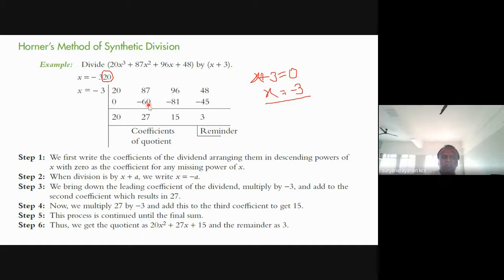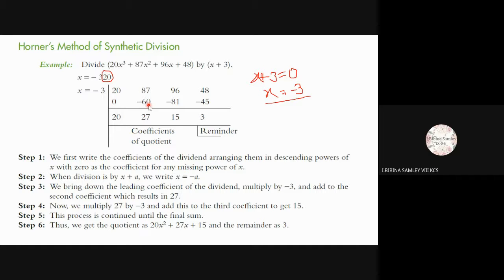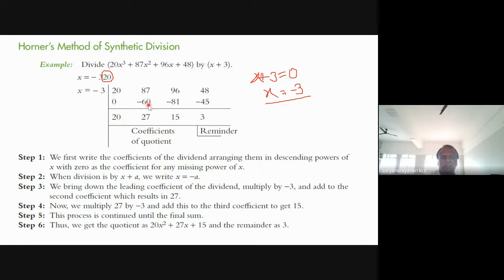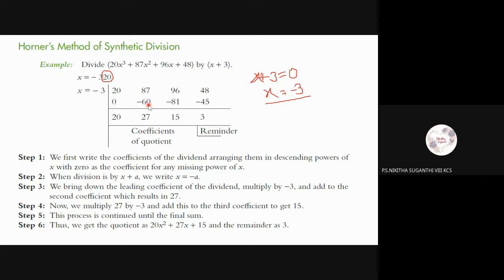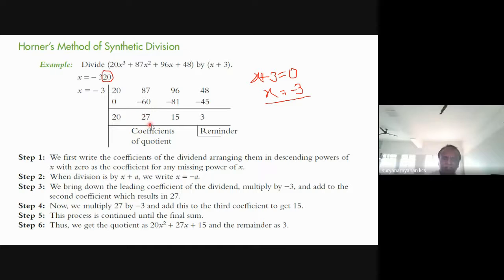27. Yes, sir, please check the answer. We got 27 here. Again, we follow the previous step: multiply this number with the multiplier. 27 into minus 3.